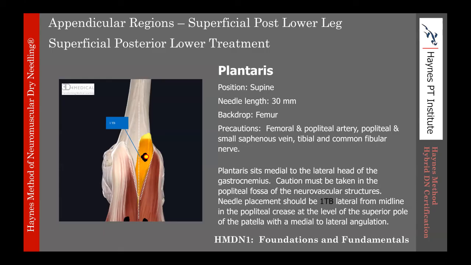And then lastly, plantaris. Here it sits medial to the lateral head of the gastroc. So needle placement is going to be 1 thumb breadth lateral from midline in the popliteal crease. And then we'll have a little medial to lateral angulation. Backdrop will be down because it's such a small muscle. We'll have to use the femur as a backdrop to ensure that we actually make contact with that muscle.